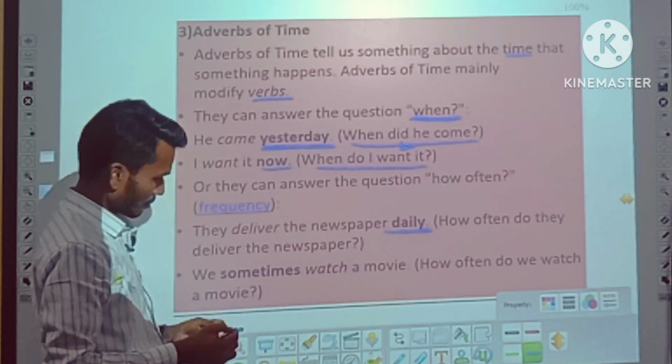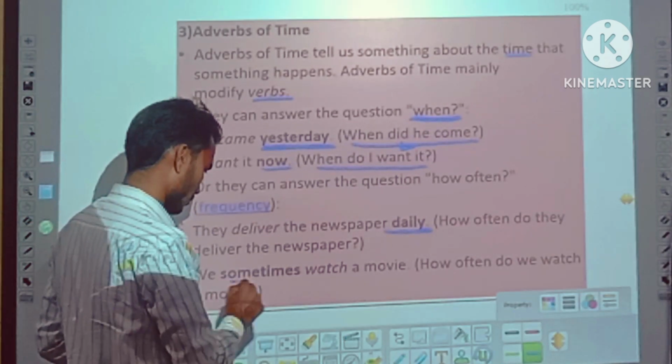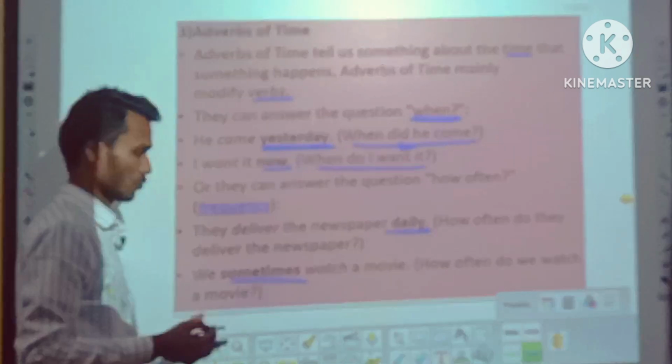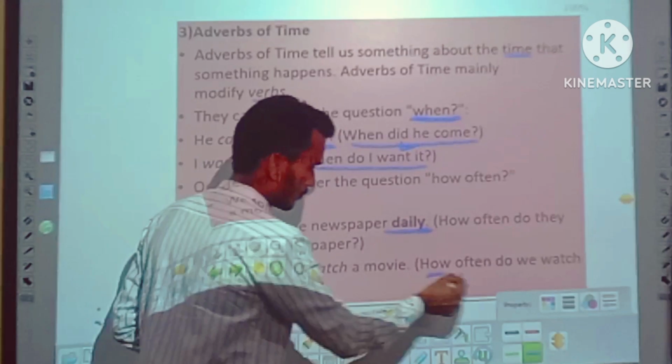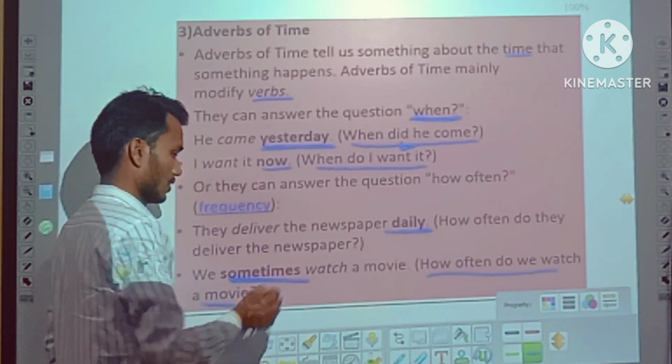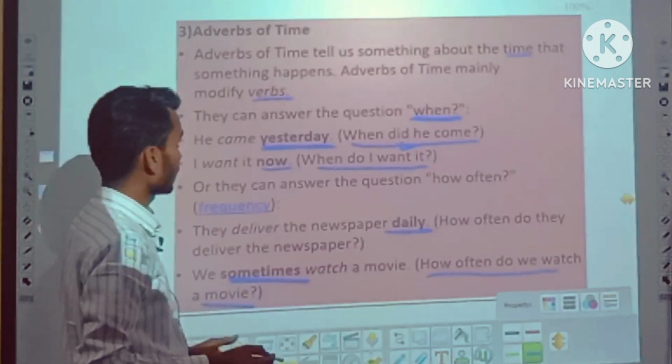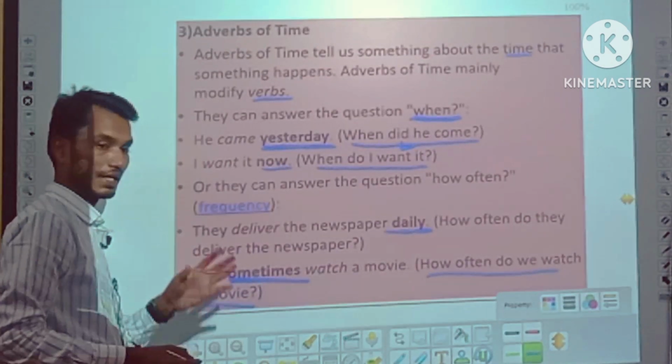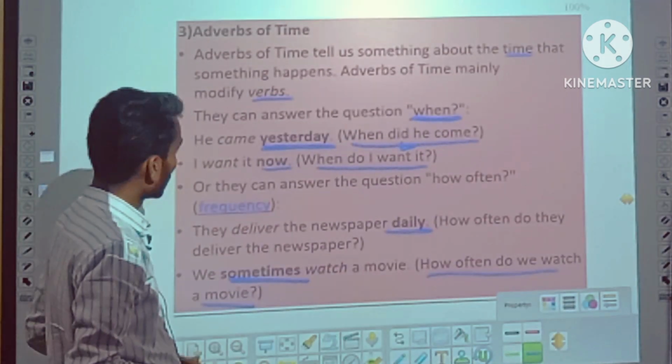Then, we sometimes watch a movie. How often do we watch a movie? Sometimes. Here sometimes is an adverb of time, which tells the time of a verb.